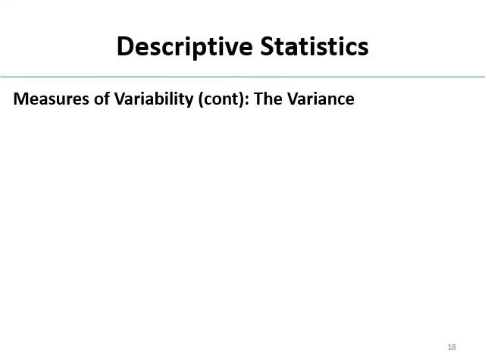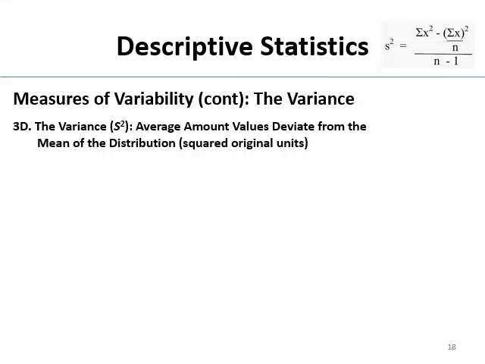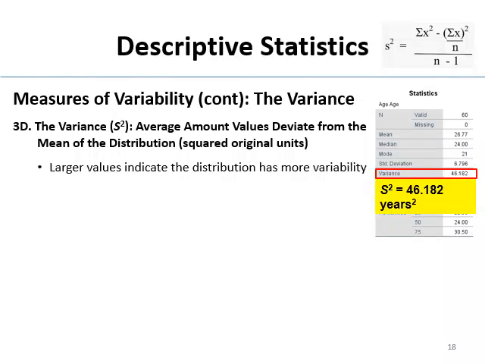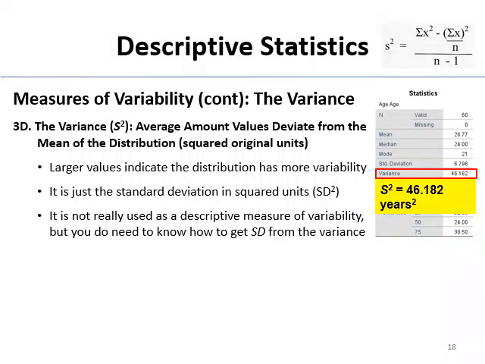So finally, we've got the variance that I just kind of have to throw in because we're going to run into it. It's the average amount that scores deviate from the mean in squared units. So squared years, for example. So here's the variance, the 46.182. If you take the square root of that, you get the standard deviation. But on average, the scores differed from the mean by 46.182 squared years. It's just, who cares, right? Larger values do indicate that a distribution is more spread out. It's just a standard deviation in squared units. That's all it is. It's not really used as a measure of variability per se.